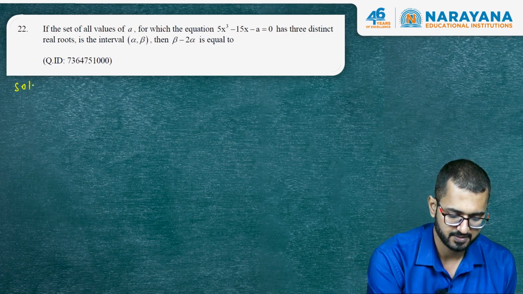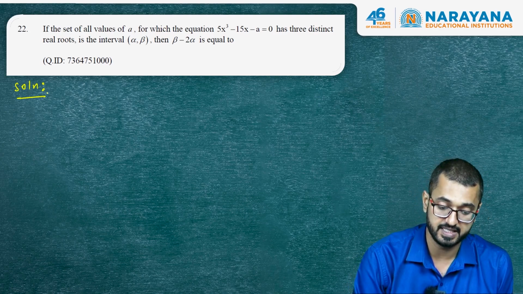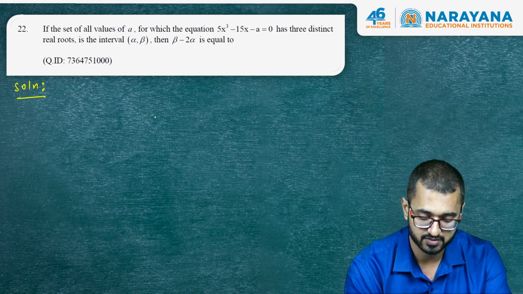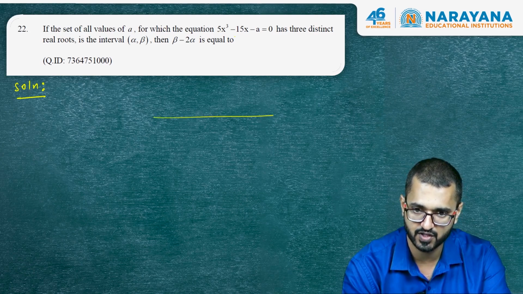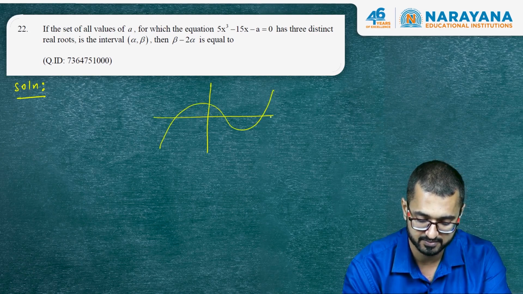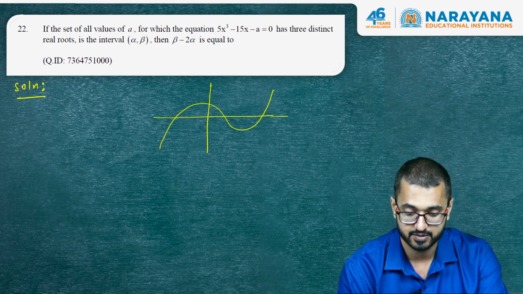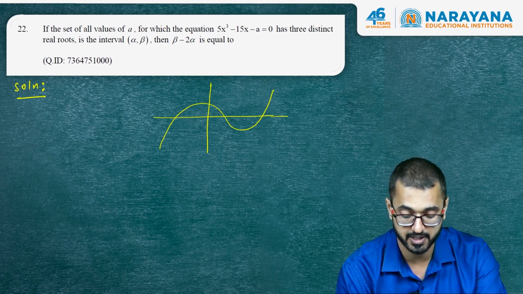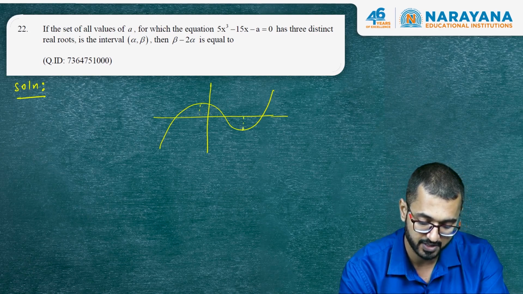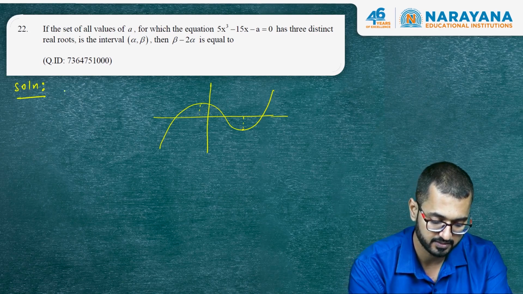Moving to the next question. It says that if the set of values of a for which this equation has 3 distinct real roots, that means it's a cubic equation and it should have 3 distinct real roots. So the coefficient of x³ is positive, and that means my graph will come from the bottom like this. This would be the possible graph. They are saying 3 distinct real roots, meaning they should be distinct. So that means the x-axis should not become a tangent at any point. So for this we can see clearly here, this is the point of maxima, this is the point of minima. Okay. So if you want 3 distinct real roots, we'll simply differentiate this function.